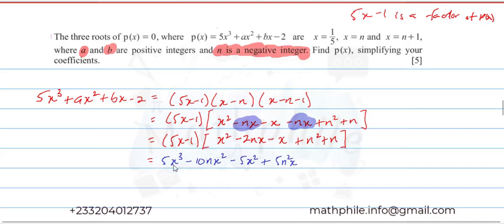5x multiplies x squared is 5x cubed. 5x multiplies negative 2nx will give you negative 10nx squared. 5x multiplies negative x will be negative 5x squared. 5x multiplying n squared will be 5n squared x. Then 5x multiplying n will be 5nx. Then the negative 1 multiplies everything, becomes negative x squared plus 2nx plus x minus n squared minus n. Okay, so that was pretty easy.